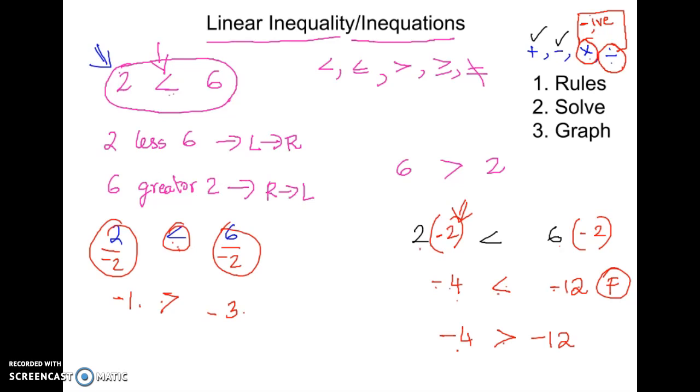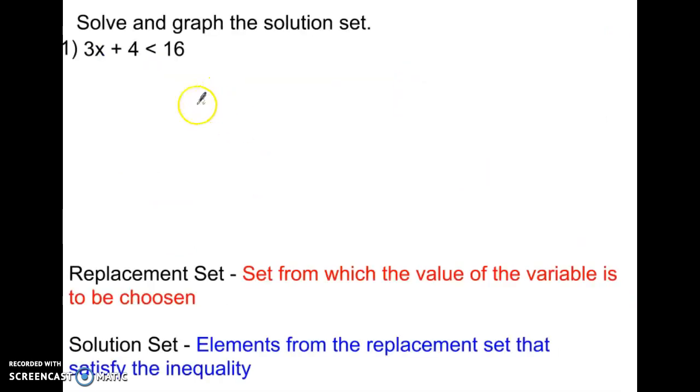Let's do some problems now. The first problem here is to solve and graph the solution set of this inequality. You would treat this just like a regular equation. How would you solve this if this was a regular equation? That's exactly how you solve an inequality. First, you subtract 4 on both sides. You cancel 4, you get 3x is less than 12, and then you divide by positive 3 on both sides, so you get x less than 4. That's your solution.